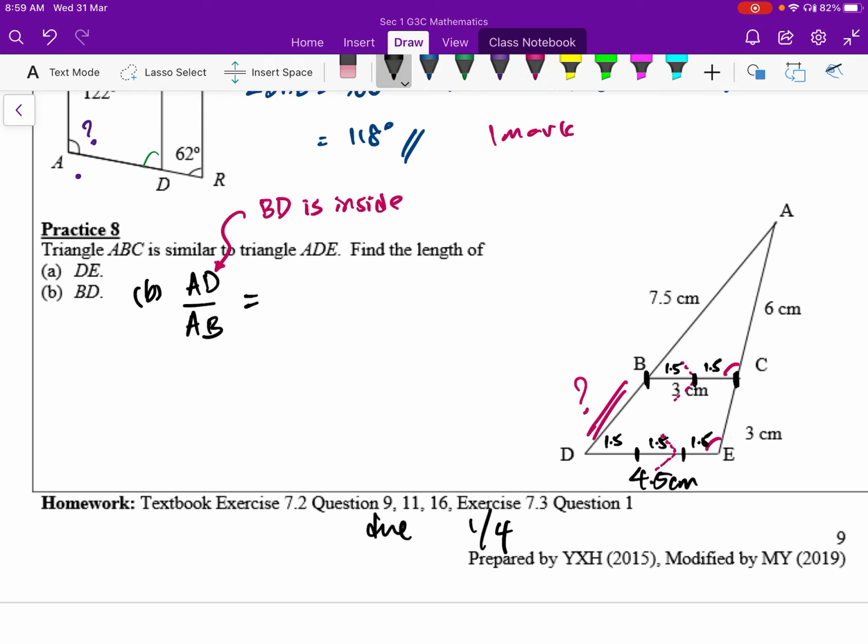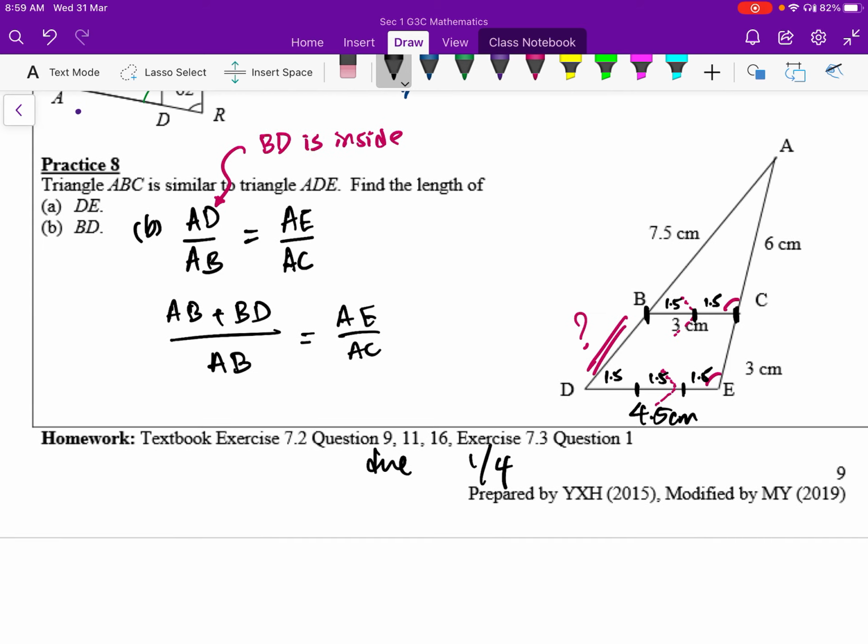So AD, that is the longer triangle. Let's use AE in this case. AE over AC. AD is actually broken up into AB plus BD. This line you actually can skip. Just find your AD and then do your subtraction, it's fine. So AB 7.5 plus BD, over AB, another 7.5, equals AE over AC, which is 9 over 6. Then you just solve and get your answer for BD. Okay?